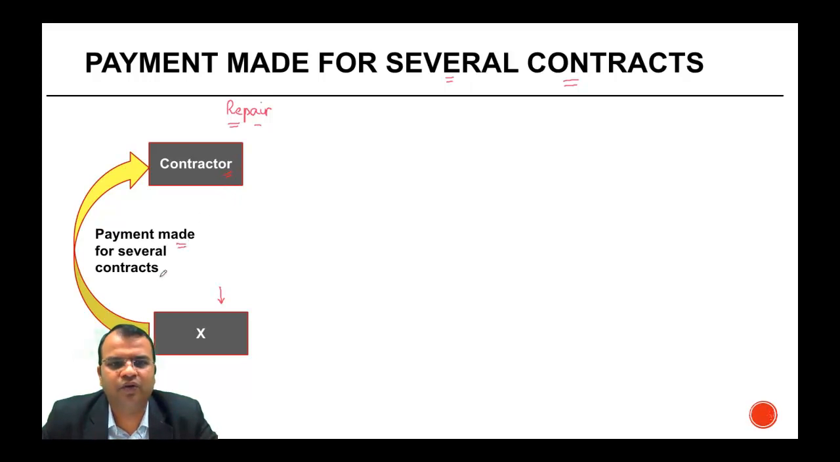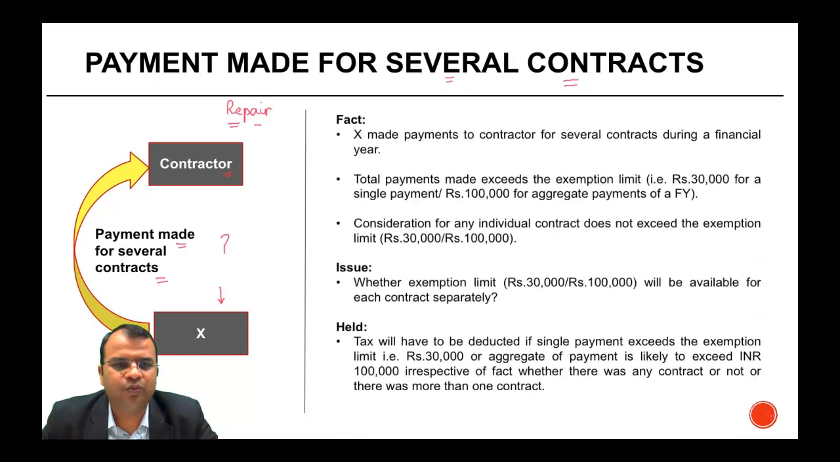The payments are made for all these several contracts. Right? The question is, how would the TDS be deducted? So if I have to put it in terms of the facts, X made payments to the contractor for several contracts during the financial year. The total payment made exceeds the exemption limit, that is rupees 30,000 for a single payment, rupees 100,000 for aggregate payments of a financial year. The consideration for any individual contract does not exceed the exemption limit. Right? So all the contracts are sub 30,000.